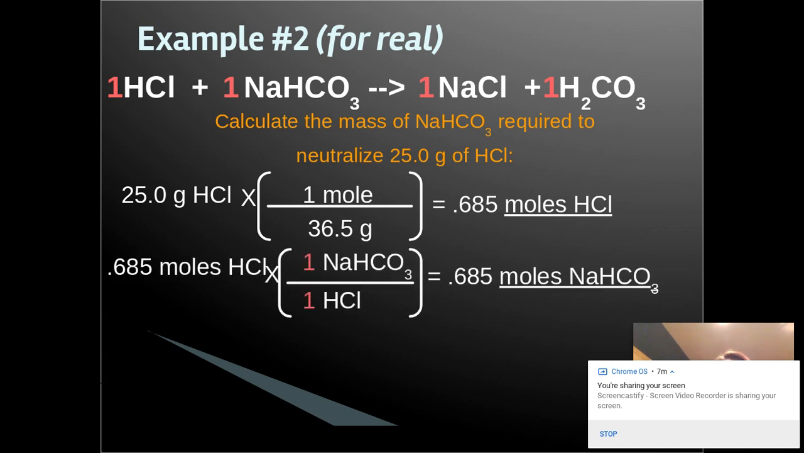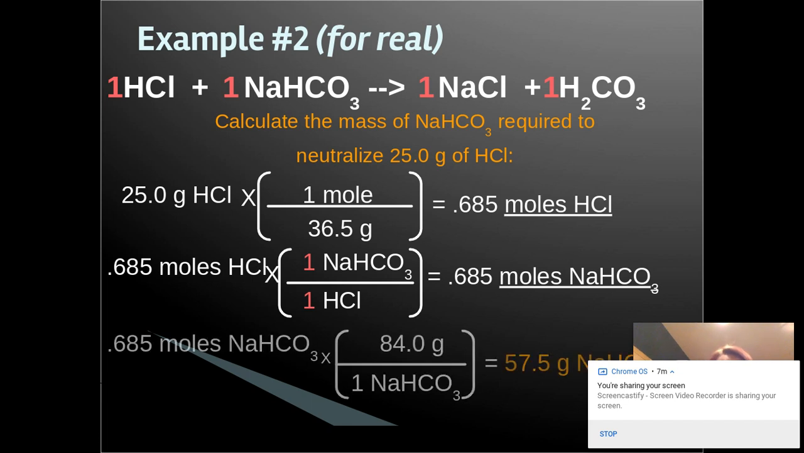Now we're going to use the mole to mole ratio. It turns out that this is just a 1-to-1 ratio, so it doesn't really affect ultimately what you're getting, but you'll see the answer will change in the end. So it turns out that when you multiply it by the 1-to-1 mole ratio, you get 0.685 moles of NaHCO3.